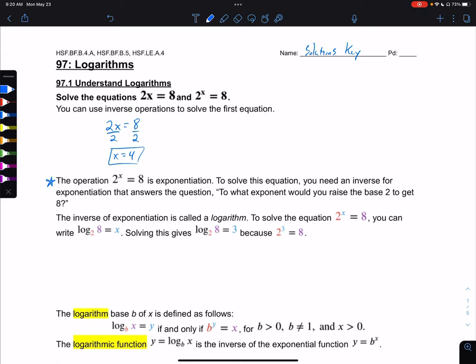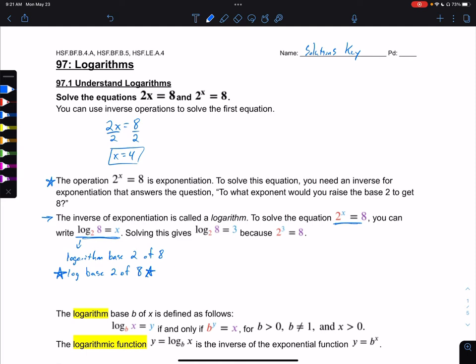So the inverse of exponentiation is called the logarithm. And to solve the equation 2 raised to the x power equals 8, you can write this equation here. This would be read as the logarithm base 2 of 8. Or for short, we would just say log base 2 of 8. Okay, that's how you would read that. So you want to be more familiar with this one. We're going to say log base 2 of 8 equals x, obviously.